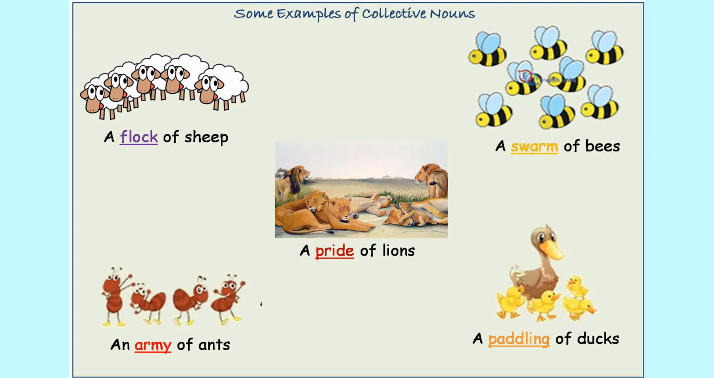Similarly, in this picture we see some groups of animals. So the first picture we see is a group of sheep. A group of sheep is called a flock. We have a pride of lions, which is a group of lions. So the group of lions is called a pride. Then we have an army of ants, a paddling of ducks, and a swarm of bees.